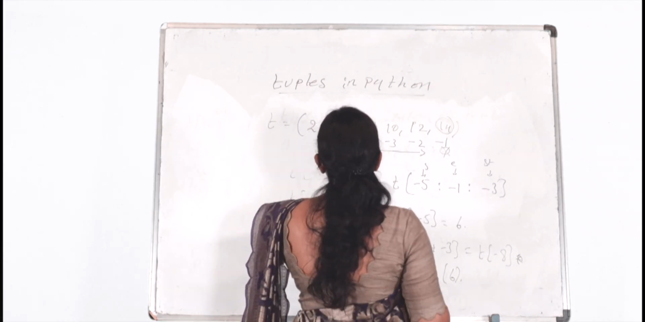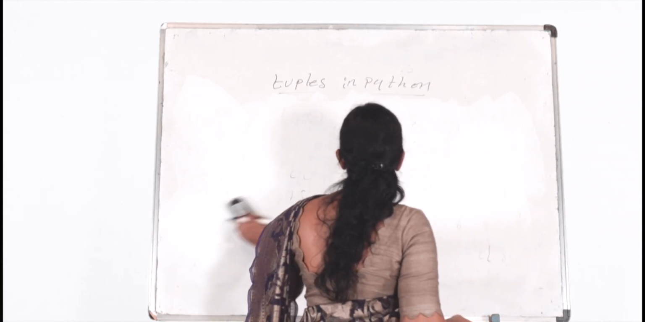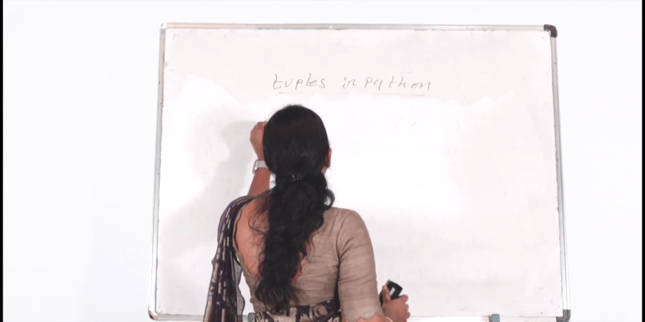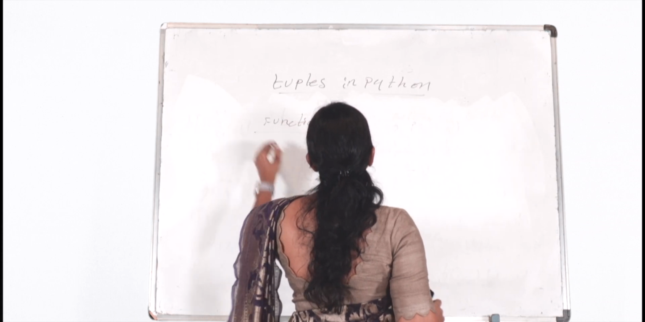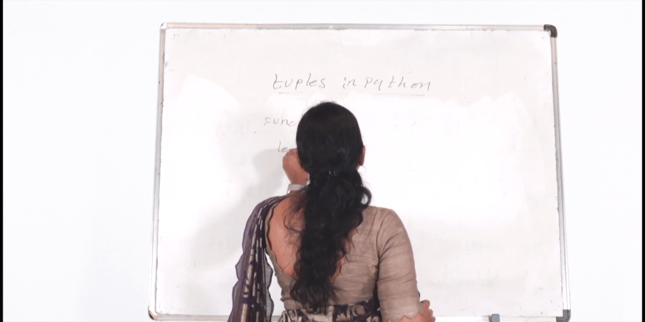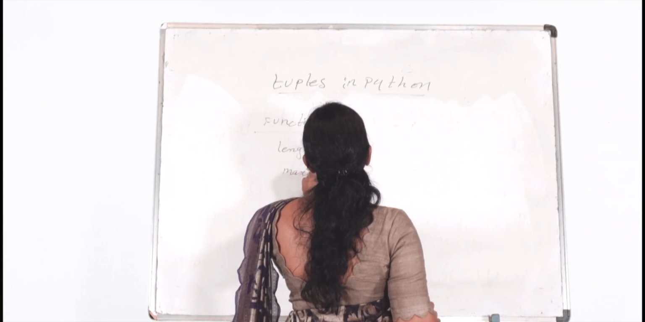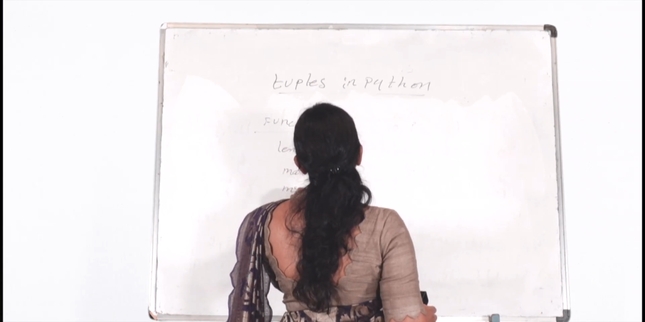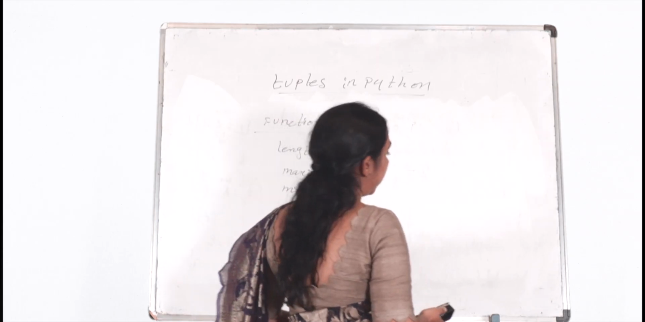And we'll come to the functions on tuples. The functions we have on tuples are built-in functions. We have length and maximum value. To find the maximum value in the tuple, we use max and min. These are the functions we have on tuples.